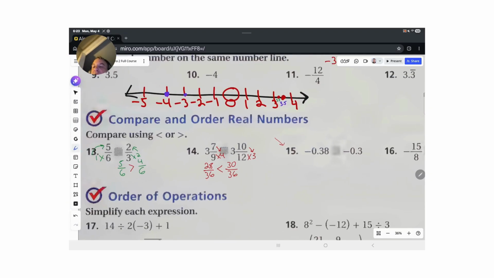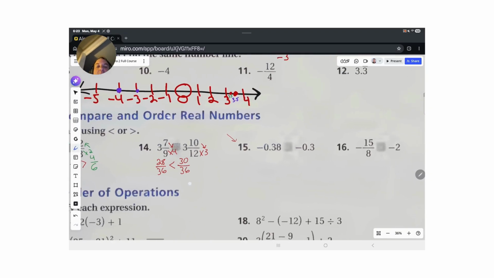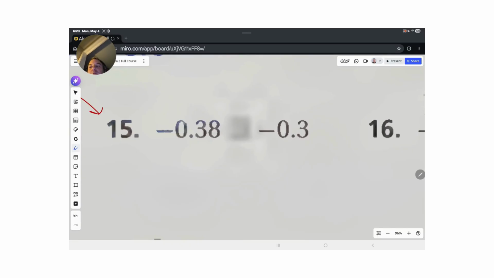All right, so we're comparing using our inequality symbols, less than or greater than. So negative 0.38, is it less than or greater than negative 0.3? For negatives, the number farther from 0, or in other words, the larger absolute value, will be the smaller number. So which has a larger absolute value, 0.38 or 0.3? We can think of that as 0.30, 0.38. Which one would be further away? 0.38 as an absolute value would be further away from 0.